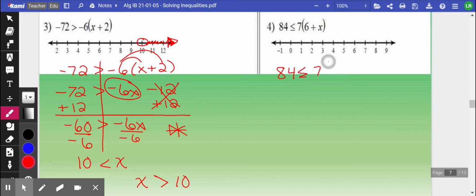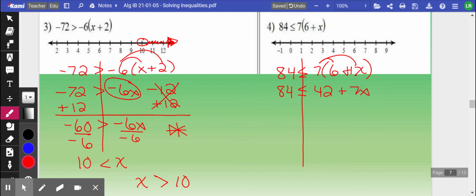84 is less than or equal to 7 parentheses 6 plus x, and there's my inequality sign. So that first thing I have to do is distribute. 7 times 6 is 42. 7 times 1x is 7x. Whew. X is on the right again. I have to move the 42. I'm going to go minus 42. Now, just because I'm going minus and you see a negative number does not mean I'm going to flip my inequality sign. I'm not multiplying or dividing right now, so it doesn't matter. Okay, so that's going to be 42 is less than or equal to 7x.